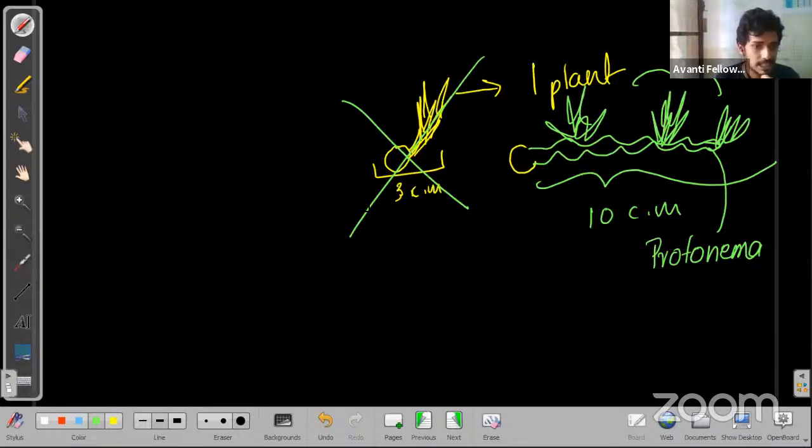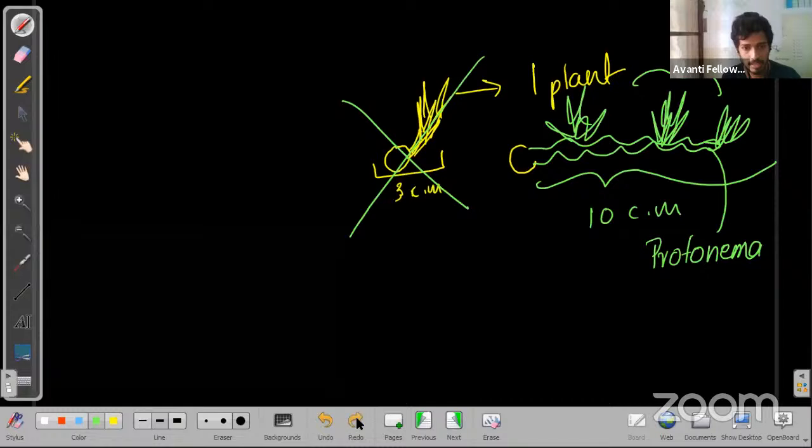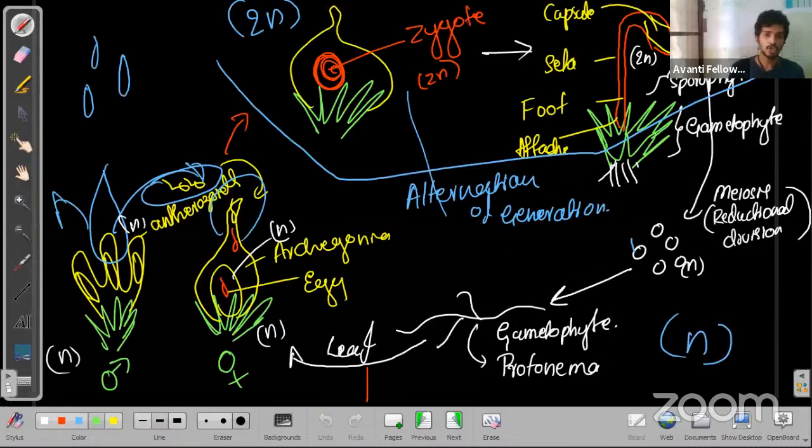Sir, can't we see the sporophyte? Yes, you can see, I will tell you. Guys, put the question one time only. Otherwise, it comes over and over, and I may leave out some questions. That also happens. One minute, guys, I'm going back again. So you know this particular life cycle and all about these things, right?